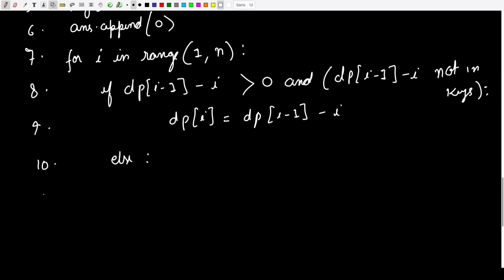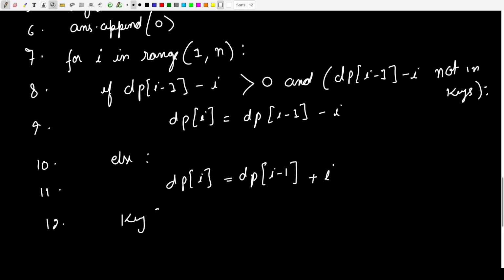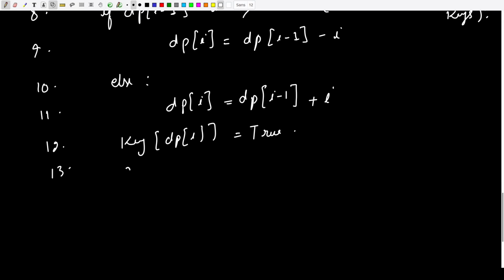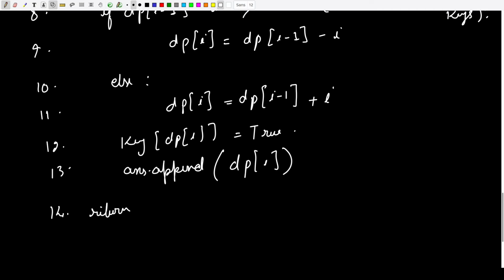Otherwise, dp of i is equal to dp of i minus 1 plus i, and then we are going to say that this dp of i now exists in the list, so we are going to mark it as true, and we are going to append to our answer also. So let's append the latest element of the series to the answer, dp of i, and once this loop is complete, we are going to return answer.